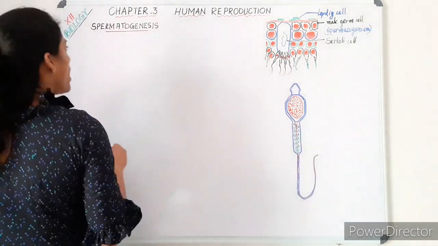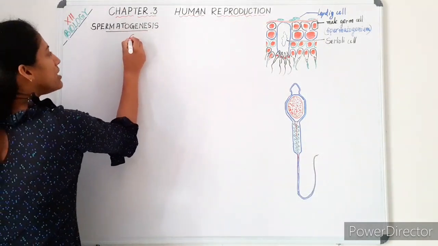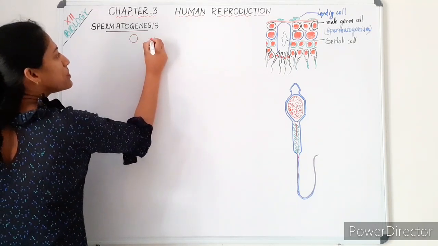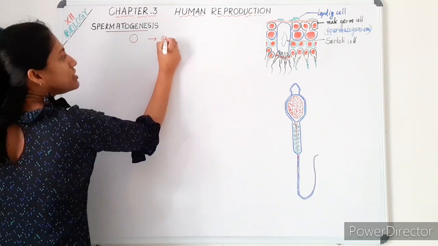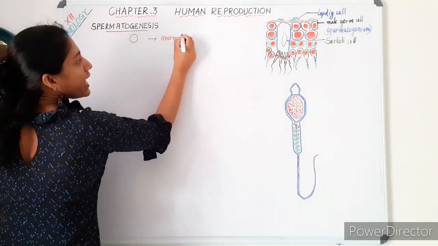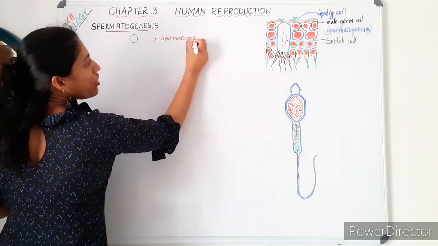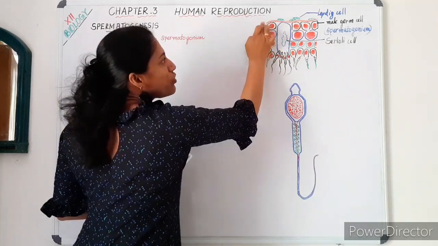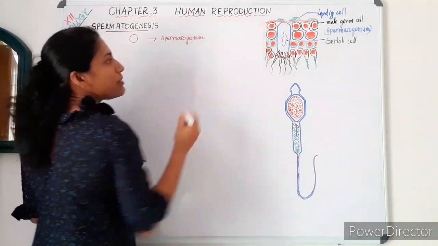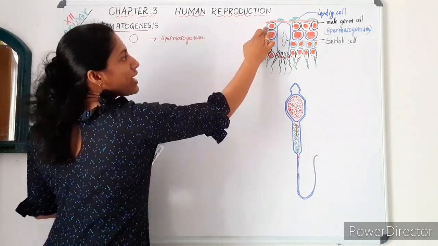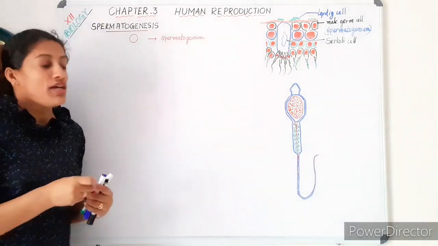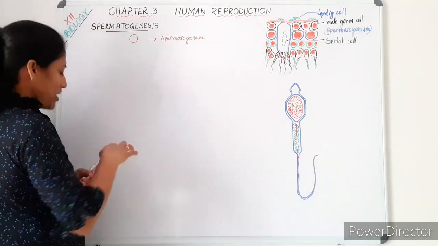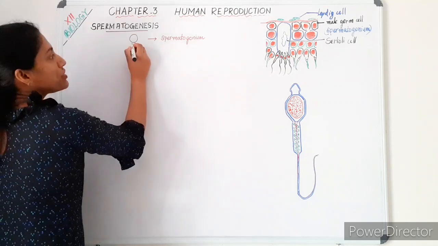Here, first I am drawing a spermatogonium cell and I represent it with a sphere. This sphere represents one spermatogonium, lining the periphery, the wall of the seminiferous tubule. This is the wall of the seminiferous tubule, and it is internally lined by the spermatogonium. Initially, it undergoes repeated mitotic division.